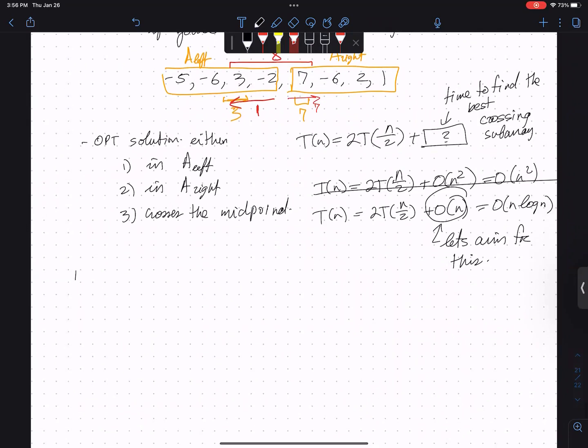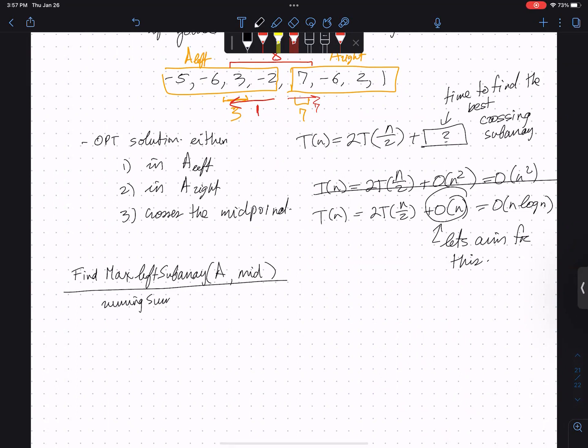Let me write this down in pseudocode. So find max left subarray, given A and the midpoint of A. We keep a running sum, which is initially 0. And then for i from mid down to 0, we update the running sum plus equals A[i]. And we return the best running sum we found.